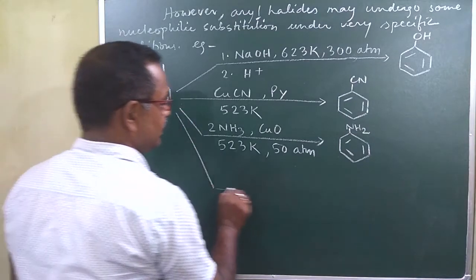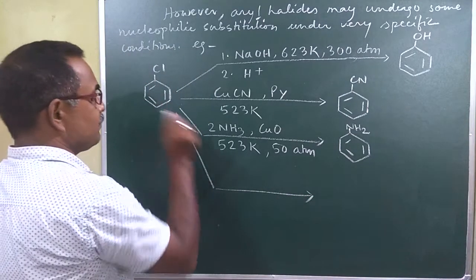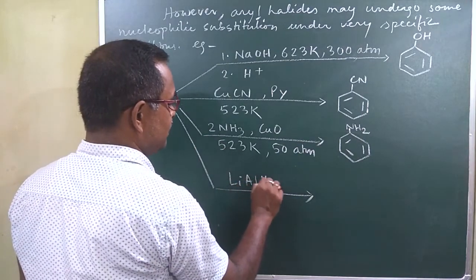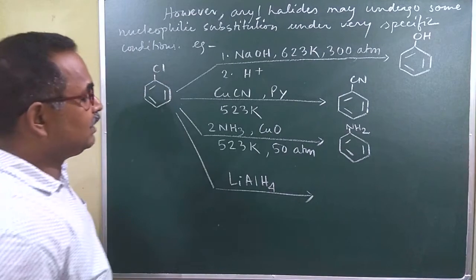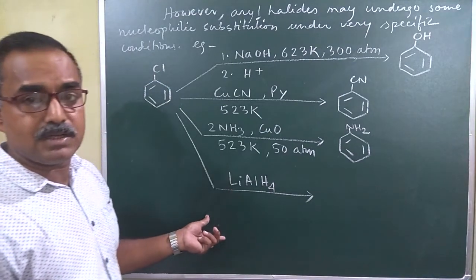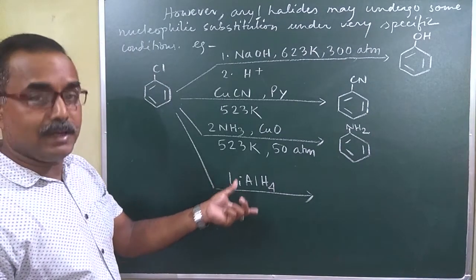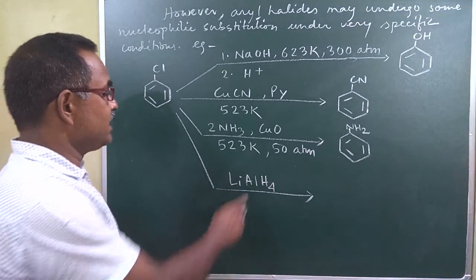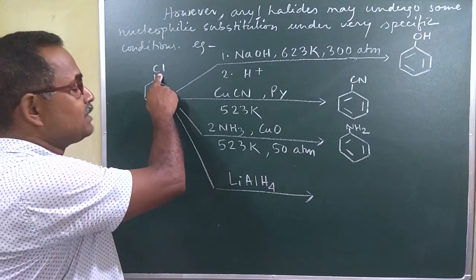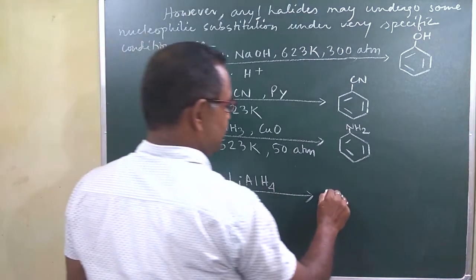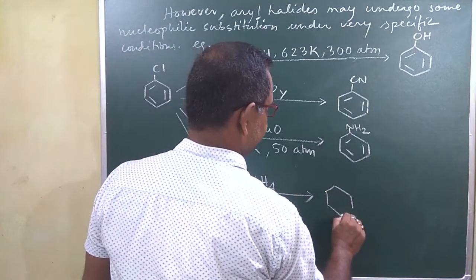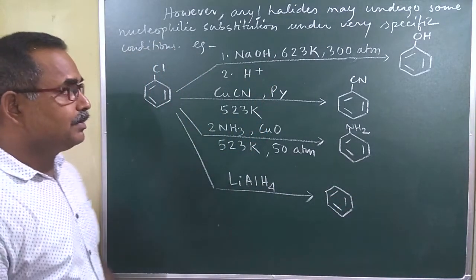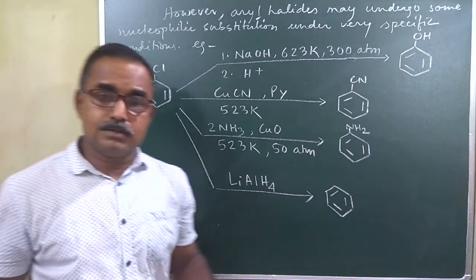We may consider another nucleophilic substitution. Say chlorobenzene, when treated with lithium aluminium hydride, a complex metal hydride used as a reducing agent by means of hydride transfer. In this case, H minus, hydride ion, will replace Cl minus. So in this case, benzene is produced.